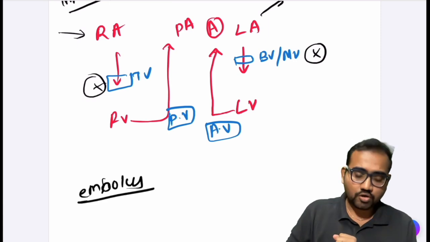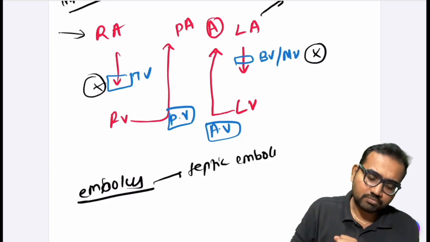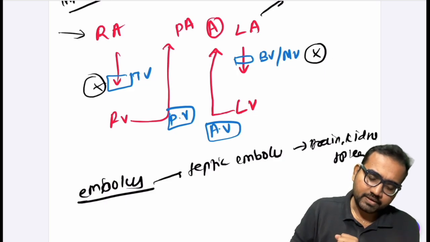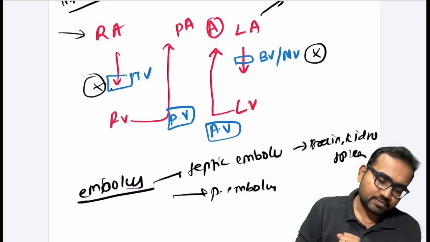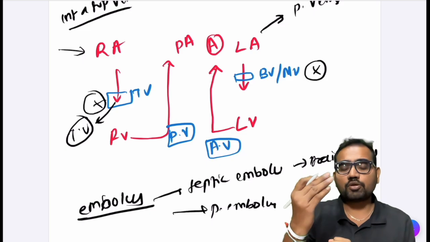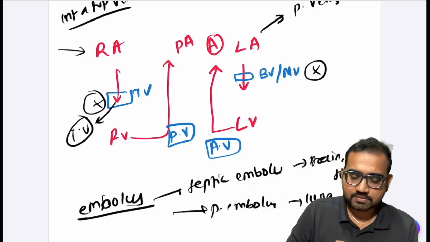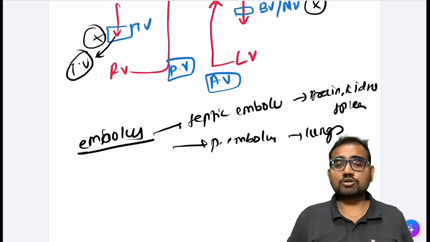Embolus. So if it moves, it can be a septic emboli, it can block the brain, kidney, spleen. It can be a pulmonary emboli if the infective endocarditis occurs in the tricuspid valve, that results in pulmonary emboli. It affects the lungs. So this is one of the complications of infective endocarditis.